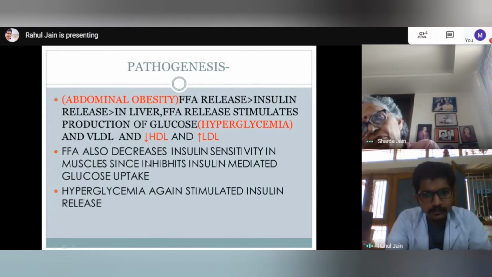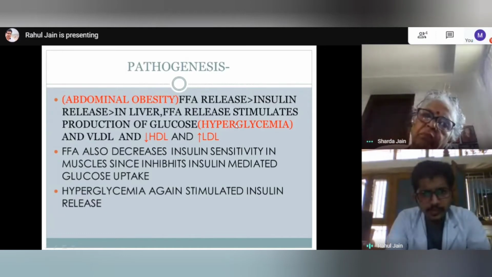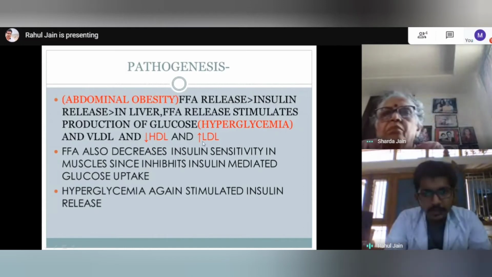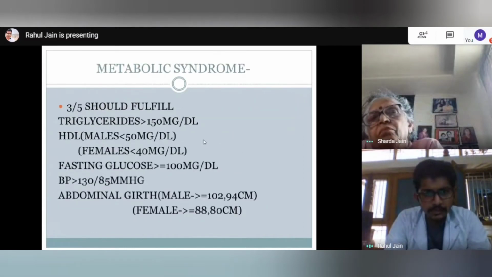So all the 5 criteria we have covered based on the pathogenesis. One criterion was abdominal girth, more than 80, and 94 in South Asians, and that is covered here in abdominal obesity. Then the second criterion was fasting glucose more than 126, which gets covered in hyperglycemia. Then HDL less than 50 for males, less than 40 for females, gets covered here, and LDL, triglycerides more than 150.